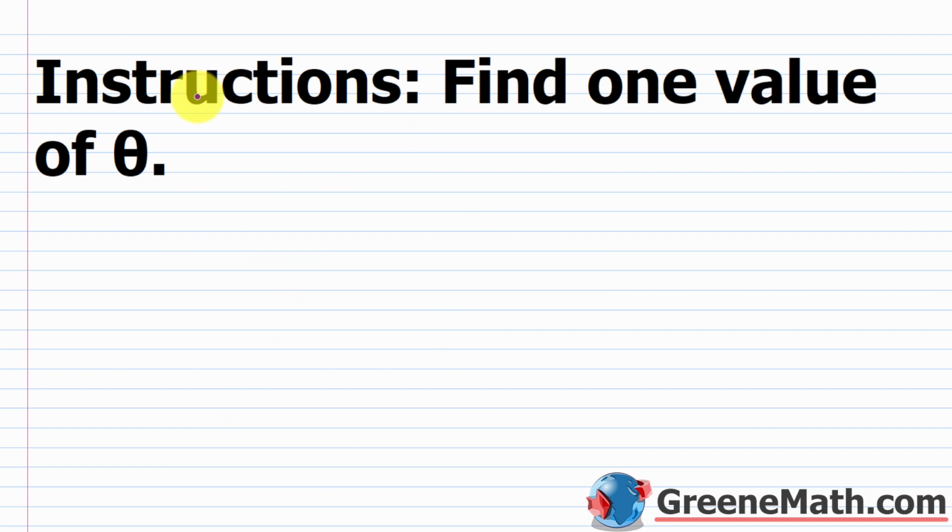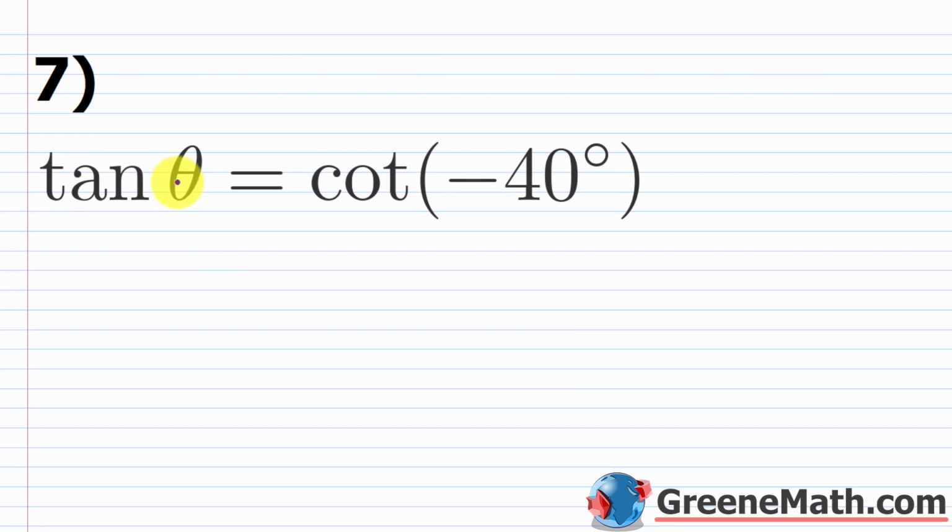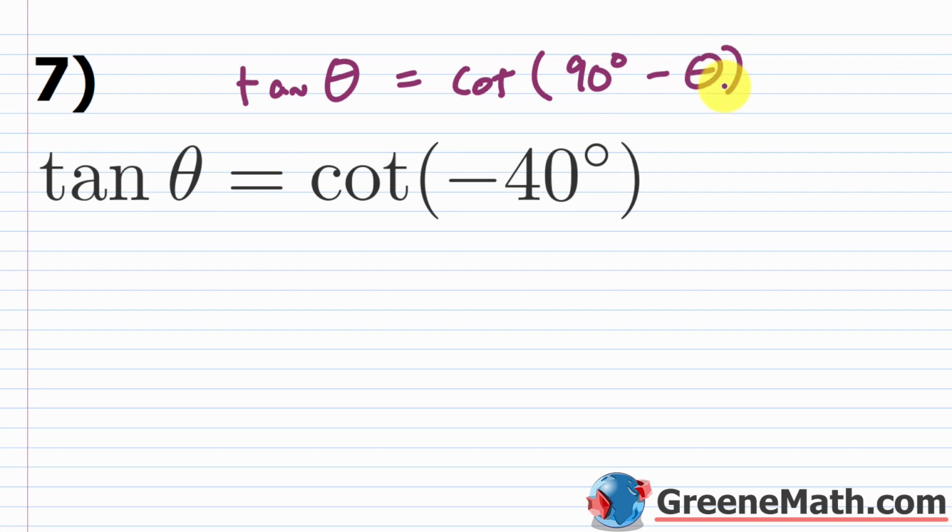All right, for the next few problems, we have new instructions. We want to find one value of theta. And coming down here for problem 7, we have the tangent of theta is equal to the cotangent of negative 40 degrees. So how can we solve this problem? Well, essentially what you're going to do is think about your cofunction identities. So remember that if you have the tangent of theta, this is equal to the cotangent of 90 degrees minus theta. Now, we used to say that theta had to be an acute angle back at the beginning of the course, but in this lesson that we just saw, we expanded the definition and theta can be anything as long as your function is defined, okay?